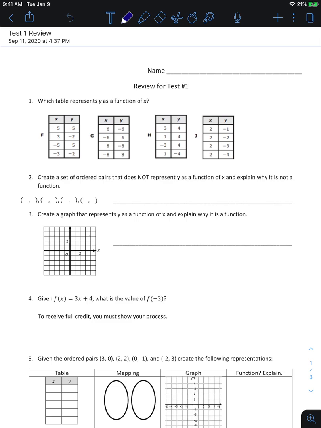So looking at question number 1, which table represents y as a function of x? Remember, when we see y as a function of x, what that is asking us is what represents a function. Okay, so remember, to be a function, x's cannot repeat.